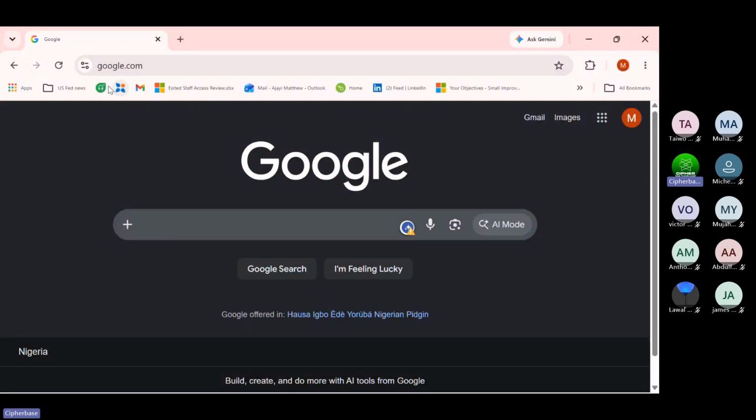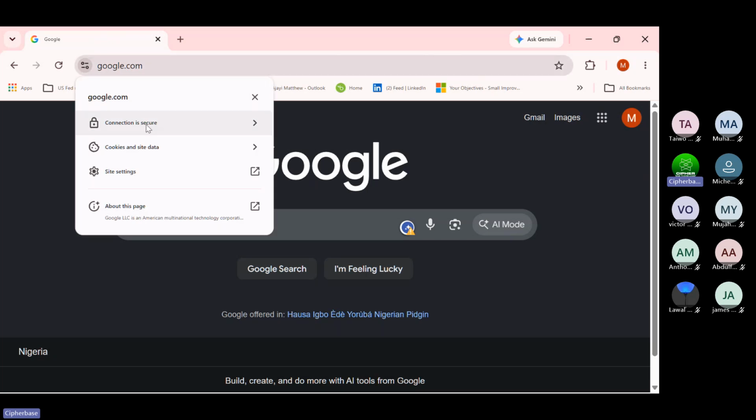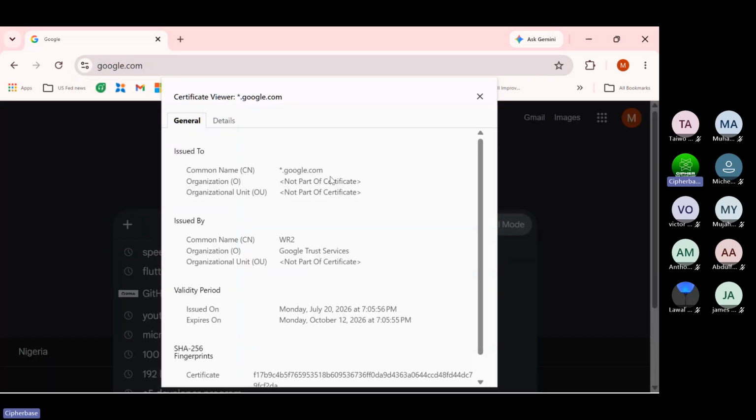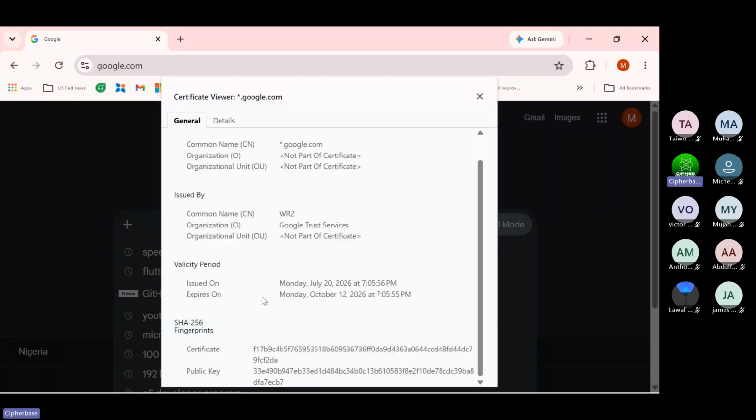So now, if I want to know more about Google, know their IP, everything they are using, we click on this place. From here, we have different options. We have connection is secure, cookies and others. We come here, click on this. As you can see, the certificate is valid. From here, if I click further, I will see what we are talking about. As you can see, the common name is Google, and we can see more about Google. And this is the certificate that they are using.